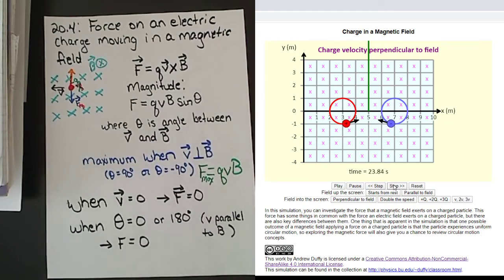Now, as this is moving, the direction of force changes, right? So we have a situation where the particle has centripetal acceleration. And we're going to talk a little bit more about that in my next video. And we're going to do an example relating to the circular path of charges moving in an external magnetic field.